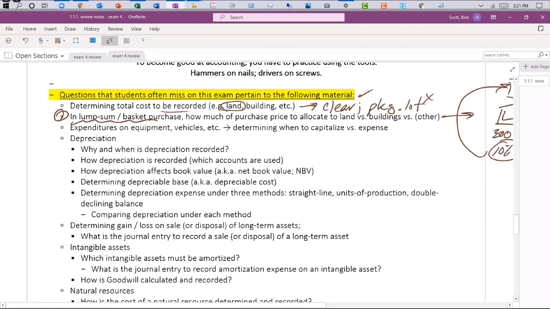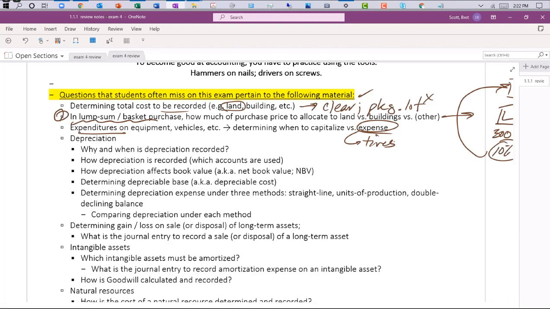Let's see, expenditures on equipment. When we spend money, it's an expenditure. Do we debit an expense or do we debit the equipment account itself? Most of the time, we're expensing things. Once we get the equipment ready to be used and we're using it, we stop capitalizing and just expense everything. If we have a car and we put on new tires, that's just maintenance expense. Oil changes, things like that, standard.